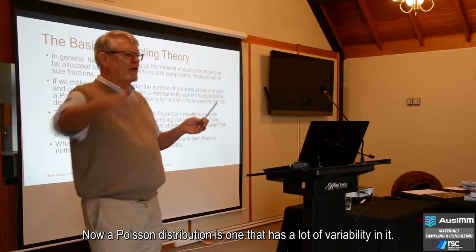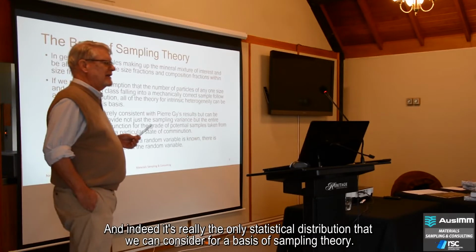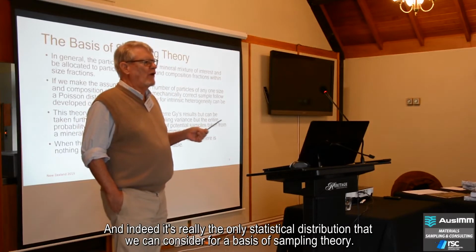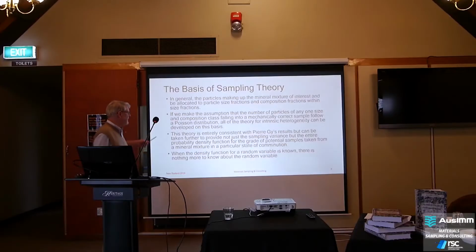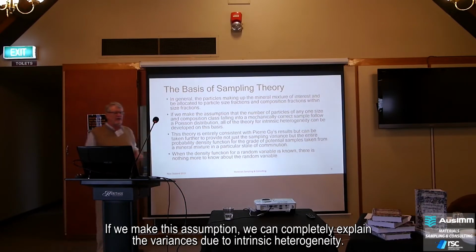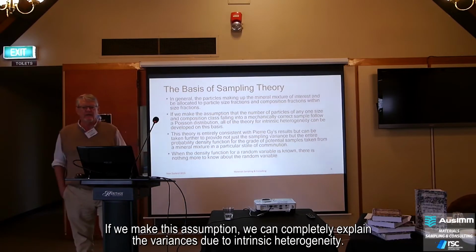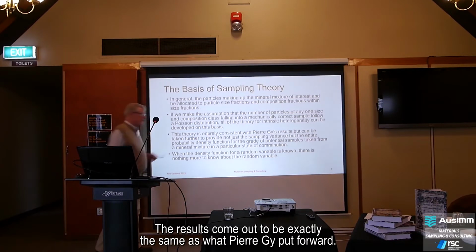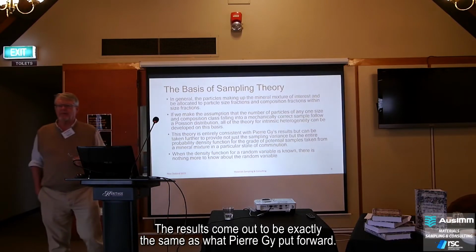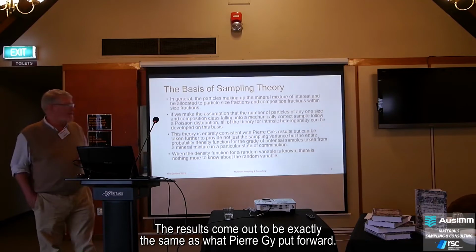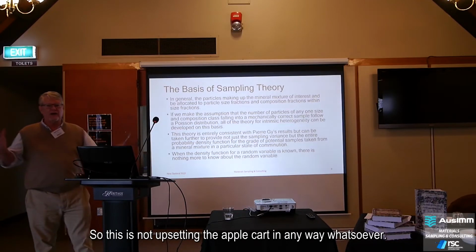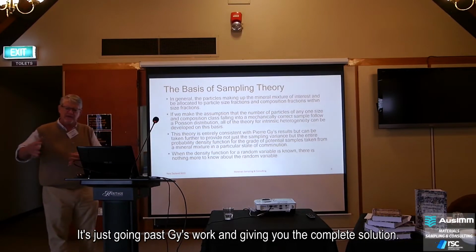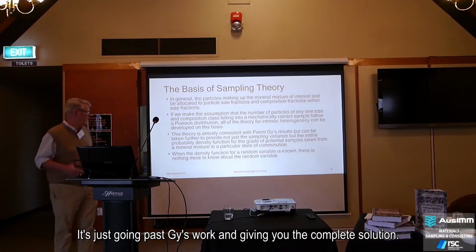Now, a Poisson distribution is one that has a lot of variability in it, and indeed, it's really the only statistical distribution that we can consider for a basis of sampling theory. If we make this assumption, we can completely explain the variances due to intrinsic heterogeneity. The results come out to be exactly the same as what Pierre Gy put forward. So this is not upsetting the apple cart in any way whatsoever. It's just going past Gy's work and giving you a complete solution.